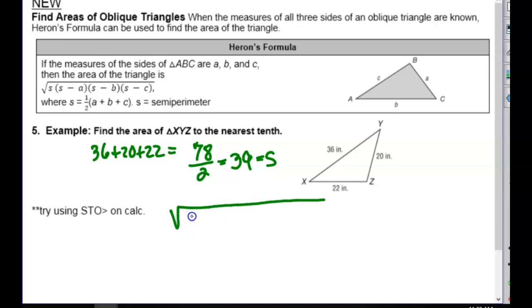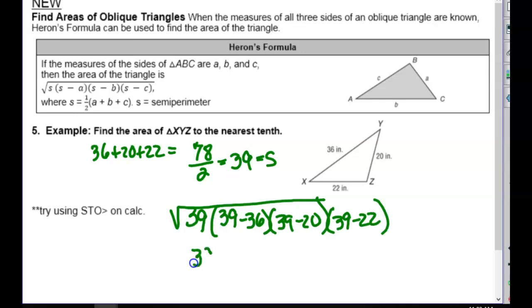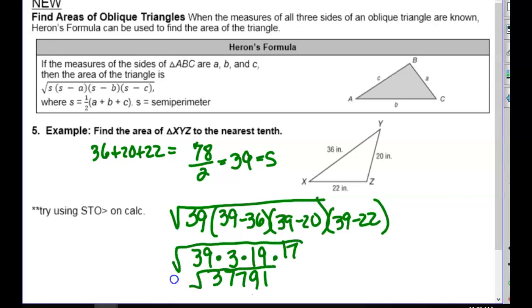And then we're square rooting 39, or X, times 39 minus 36, times 39 minus 20, times 39 minus 22, or 39 times 3 times 19 times, oh, I don't know what that would be, 17? That's why just doing it all in the calculator is easier. Oh, I got a lovely, anybody do it the long way and get that number, 37791? Or did I mess something up?